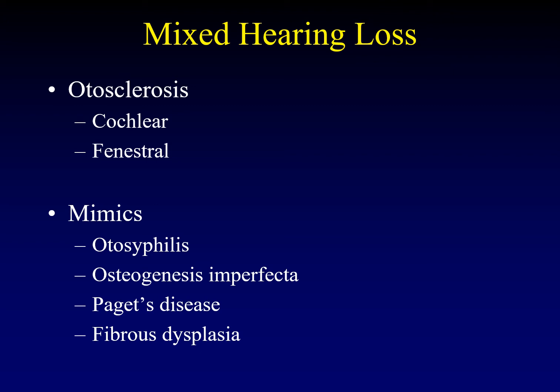Otosclerosis comes in 2 forms, a cochlear form and a fenestral form. The fenestral form always comes first, and we'll talk about how to find that. And then the more advanced version of otosclerosis is the cochlear form. There are several diseases that can mimic otosclerosis, including otosyphilis, although we don't see a lot of tertiary syphilis in my part of the world. Osteogenesis imperfecta, a rare diagnosis. Paget's disease, which, although not rare, is rare in the temporal bone, and fibrous dysplasia. And we'll talk about how to distinguish those.